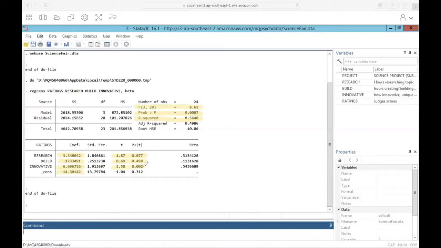And then finally, how innovative the project is a significant predictor. Now let's talk about what it means for these individual predictors to actually be significant. What does that significance level actually tell us? Let's consider the null hypothesis for a regression model.